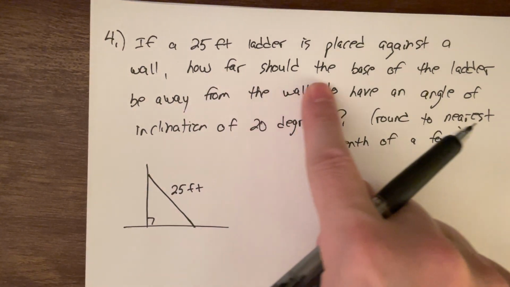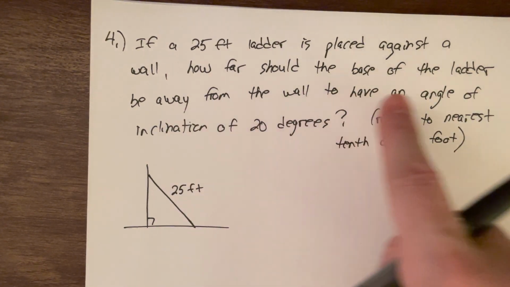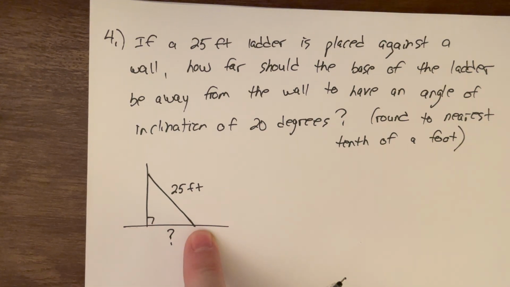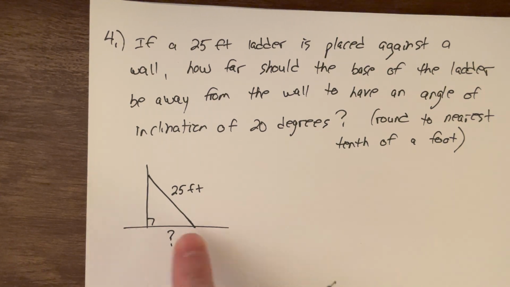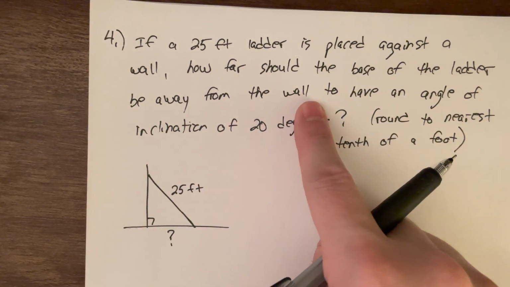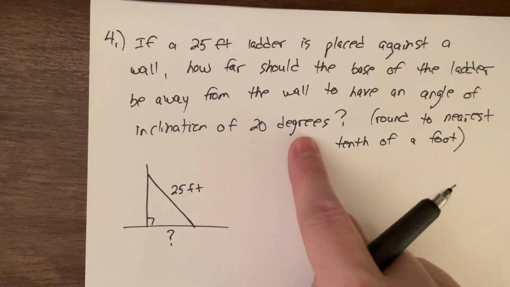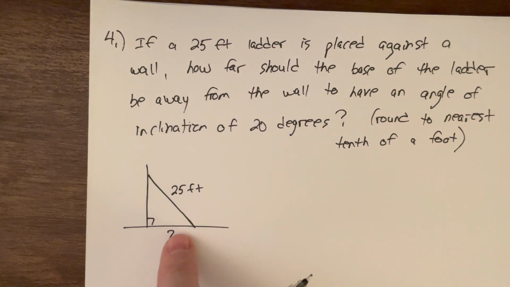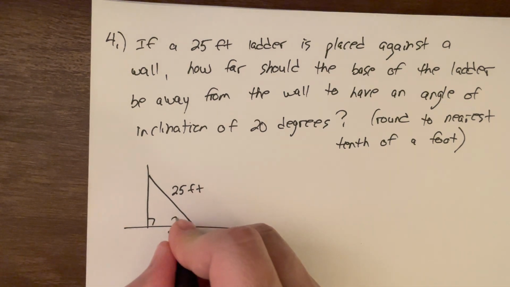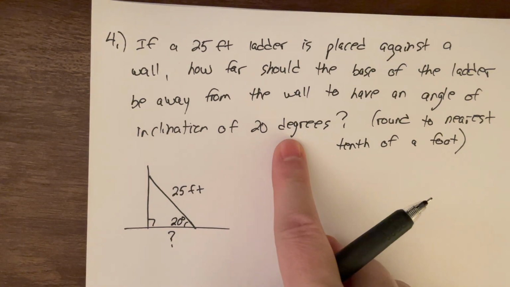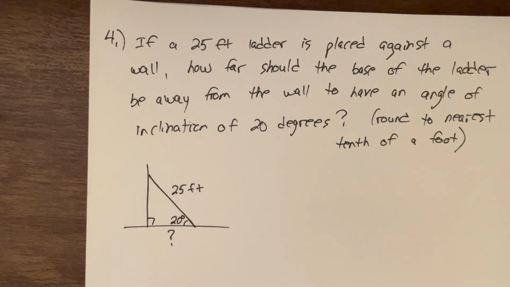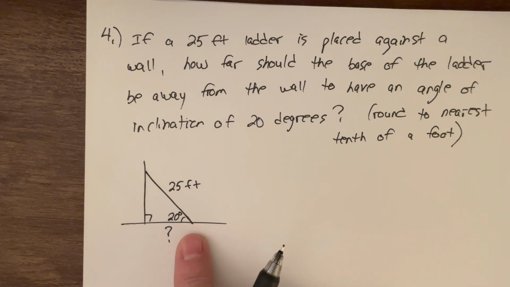Okay, how far should the base of the ladder be away from the wall? There's the base of the ladder, there's the wall. We're looking for this distance. Well, what else do we need to know? If we want to know this value, they have to have some more information. Well, we want the angle of inclination to be 20 degrees. So the angle of inclination from the floor to the ladder, we want that to be 20 degrees. So now we want to find this side. Okay, pretty good setup. Nothing too terrible.